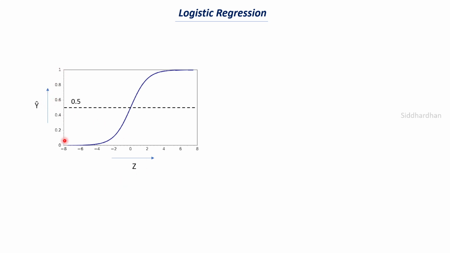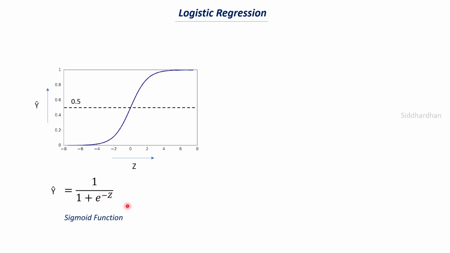If you notice the values on the y-axis, you can see that the y cap value lies between 0 and 1. Your y cap value cannot exceed 1 and cannot decrease beyond 0, whereas your z value can range from negative values all the way up to positive values. So z can have any value, but y cap values will lie between 0 and 1. And how we find this y cap value is by using a sigmoid function. This is called the sigmoid equation, given by y cap is equal to 1 divided by 1 plus e power minus z.